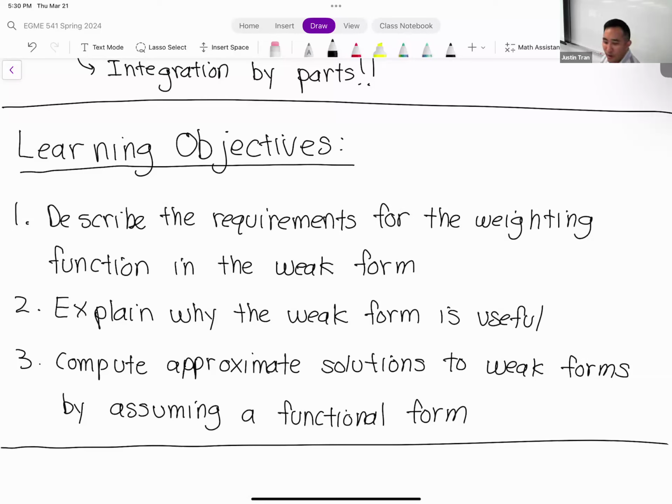So we're almost there. The plan for today is to continue our discussion of strong and weak forms. Today we're focusing mostly on the weak form. We're going to derive what it looks like and find out how to find solutions for it. This will set us up for our next unit, which is finite element forms.